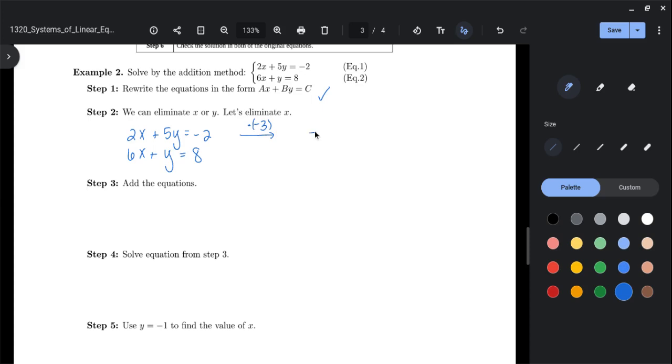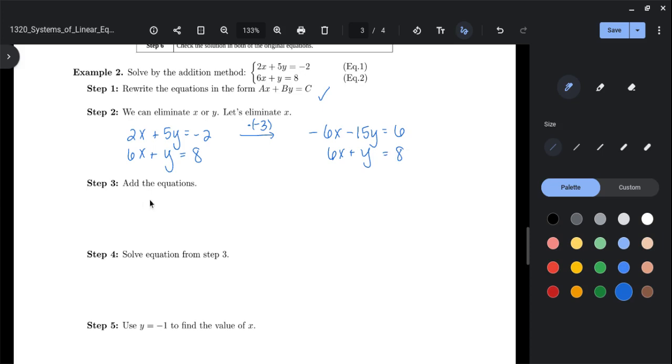And when we do, I'm doing that to each term in the equation. So we get -6x, then 5y times -3 is a -15y. And -2 times -3 is a +6. And then with our second equation, we had no change. So 6x plus y equals 8.